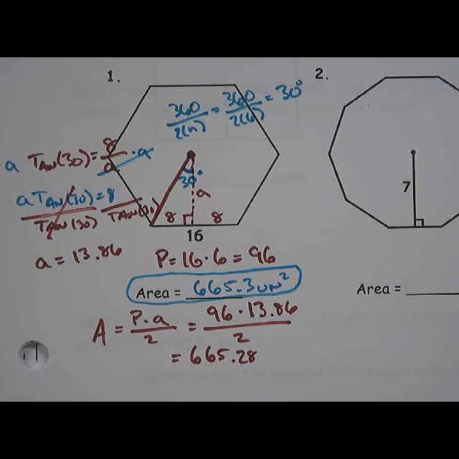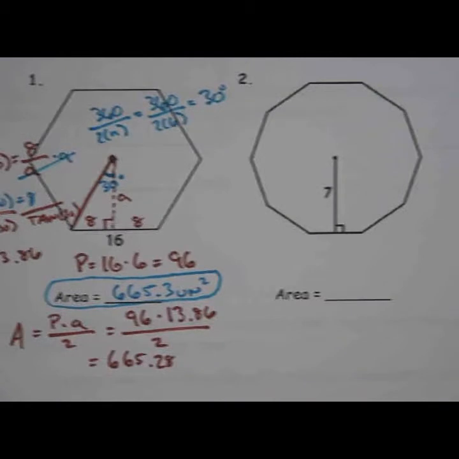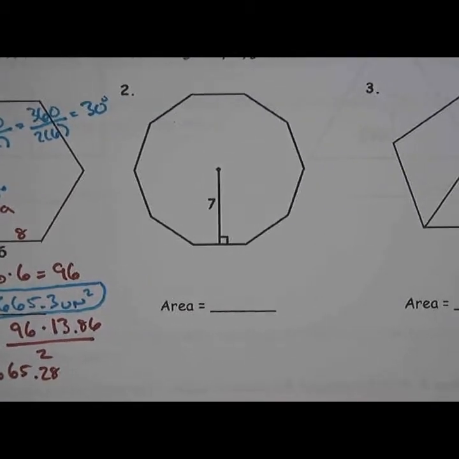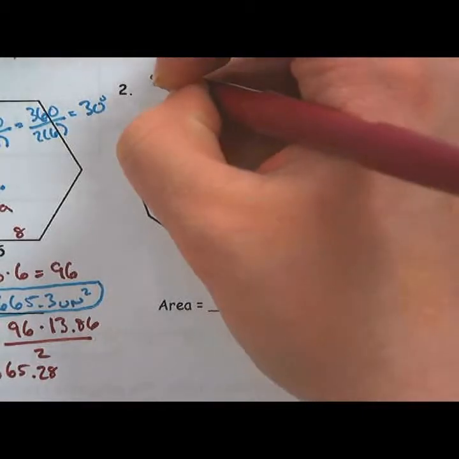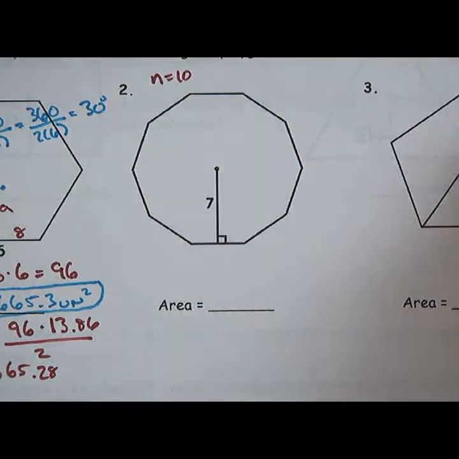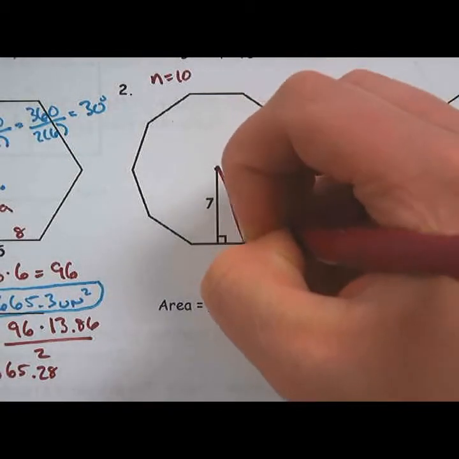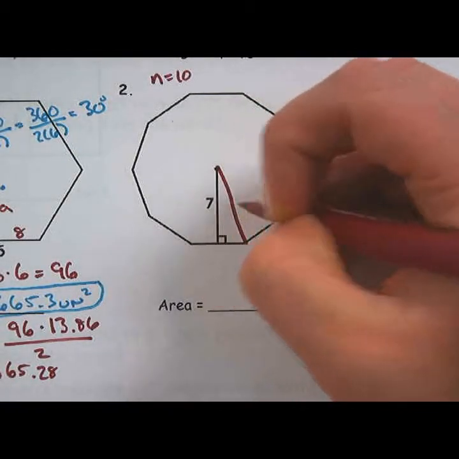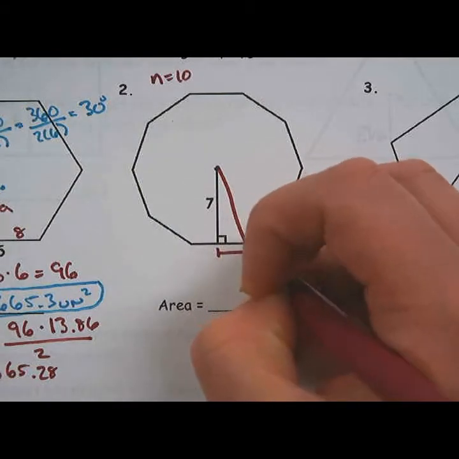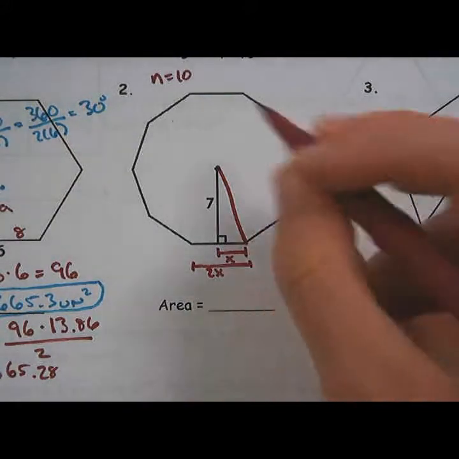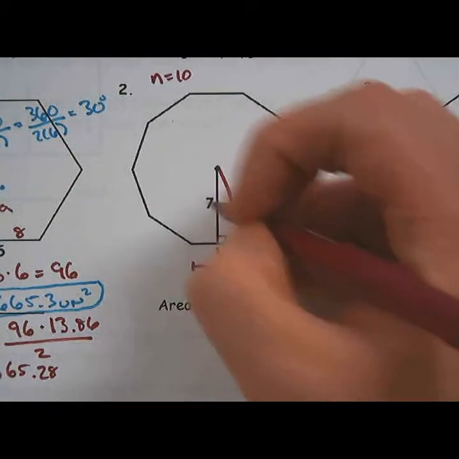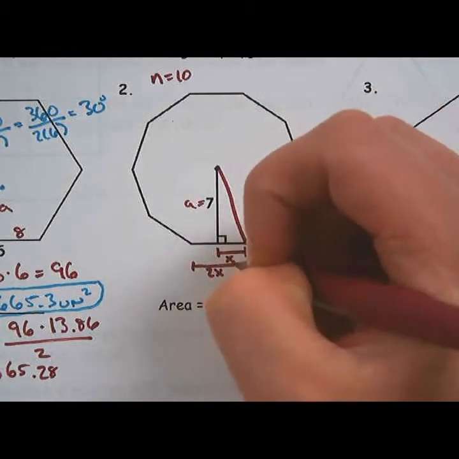All right, so let's take a look at the second one next. On number 2, this thing has 10 sides, so I'm going to start off with n equals 10. So we have 10 sides. And I'm going to make my right triangle here. This is the one where I need to find my missing side x so that we can get the whole side 2x and find the perimeter because we have the apothem. So we need to find the perimeter.